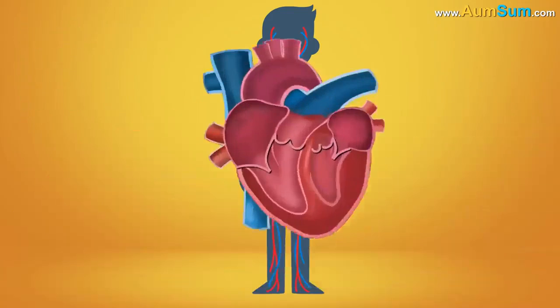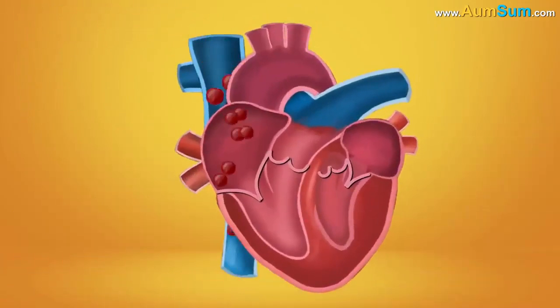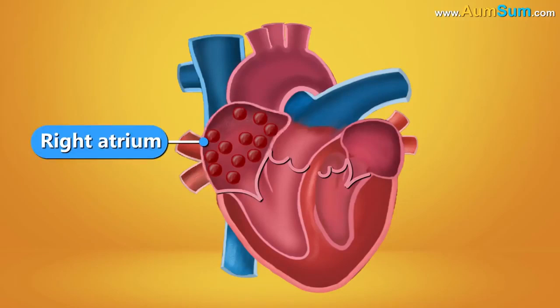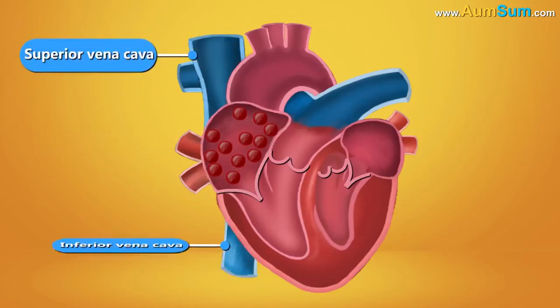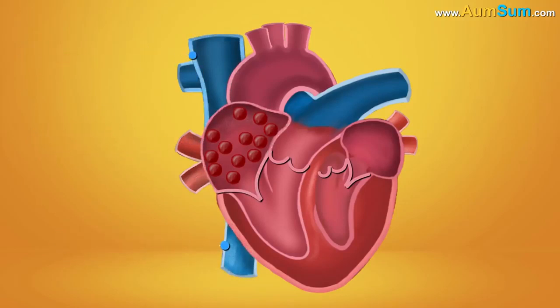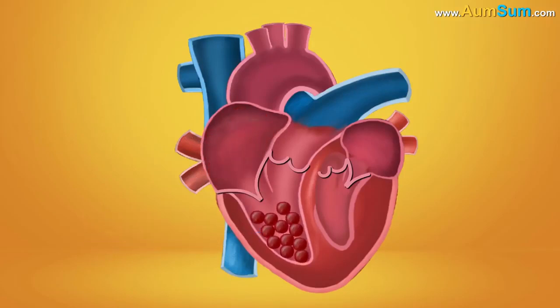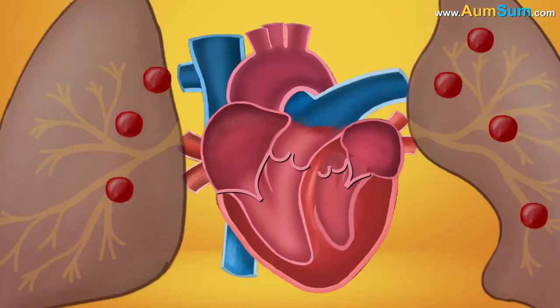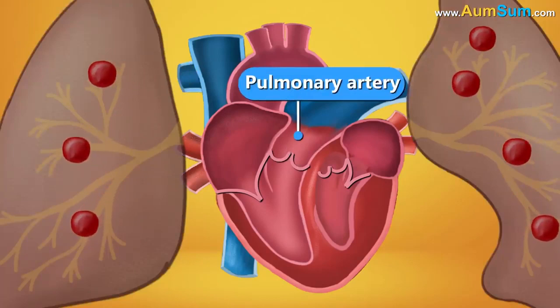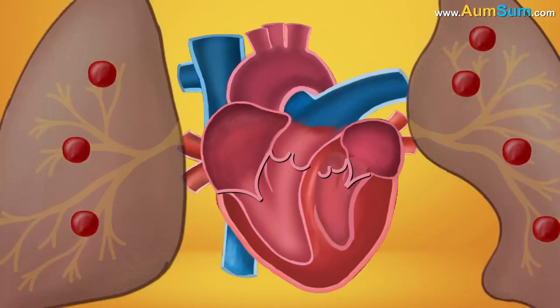Let's understand this movement. From the different body parts, deoxygenated blood is collected and brought to the heart. It enters the right atrium through blood vessels called superior and inferior vena cava. This deoxygenated blood now moves into the right ventricle. Now, in order to purify the blood, it is sent to the lungs via the pulmonary artery. In the lungs, the blood is purified.